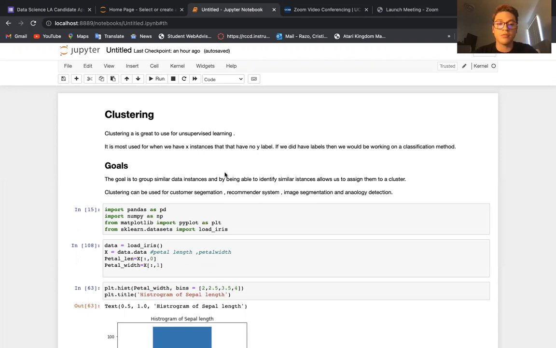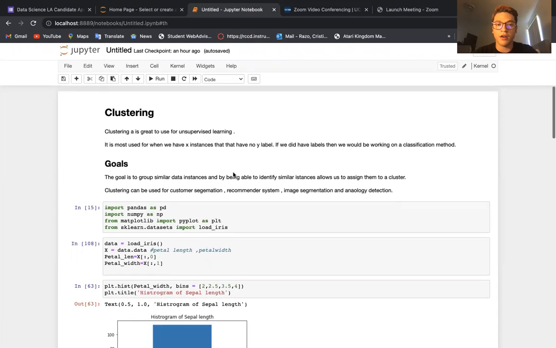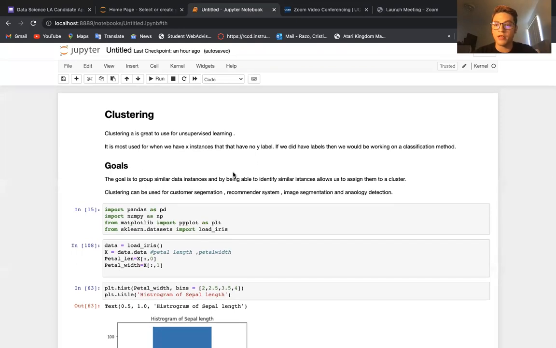Clustering can be used for customer segmentation, recommender systems, image segmentation, and anomaly detection. And based on my past projects, I feel like anomaly detection could be something to look for, as just finding the outliers can improve our model and its performance, such as accuracy.